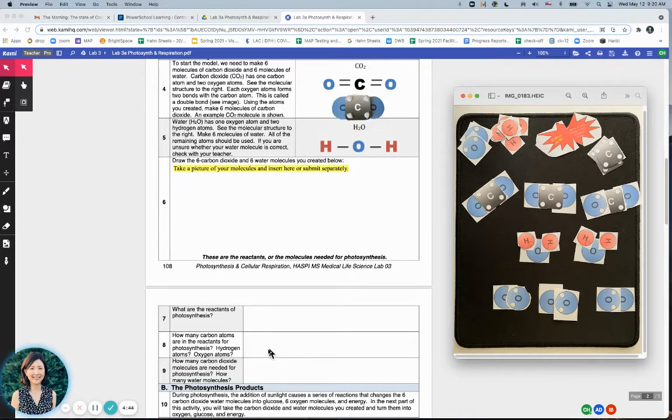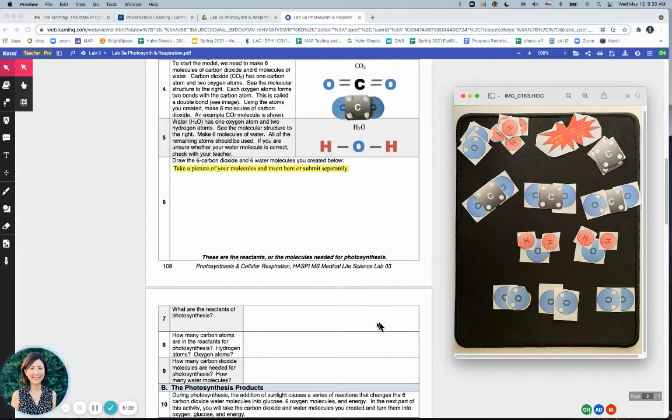So what you're going to do is count up how many carbon atoms you have. So here I have 1, 2, 3 carbon atoms, but if I had 6 carbon dioxides, then I would have 6 of them. Then you're going to count how many hydrogen atoms. Hydrogen is going to be in my waters. I'm going to have 6 of these waters. So each water is going to have 2. So I'm going to have 1, 2, 3, 4. And I'm just going to keep counting until I have all my 6 waters.